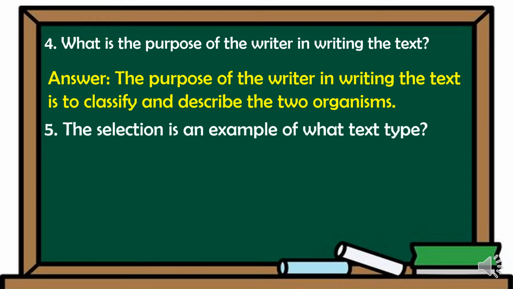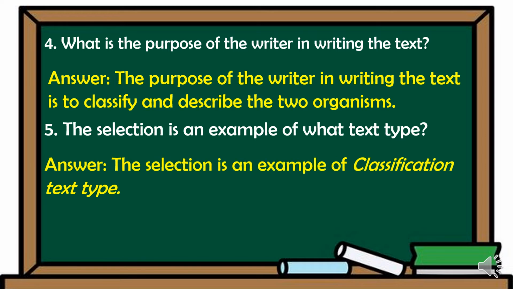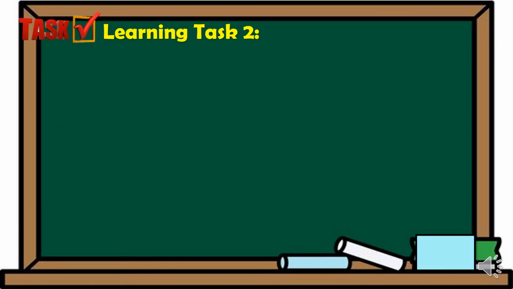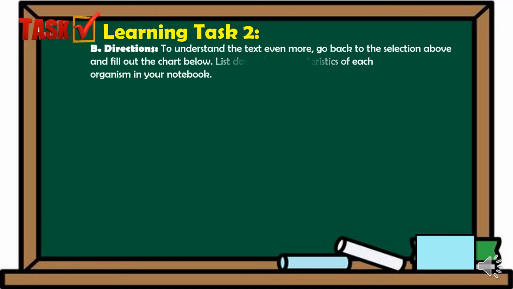Number 5. The selection is an example of what text type? Answer. The selection is an example of classification text type. Let us move on to learning task 2, letter B. Directions. To understand the text even more, go back to the selection above and fill out the chart below. List down the characteristics of each organism in your notebook.